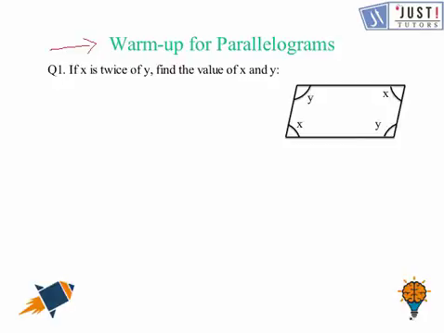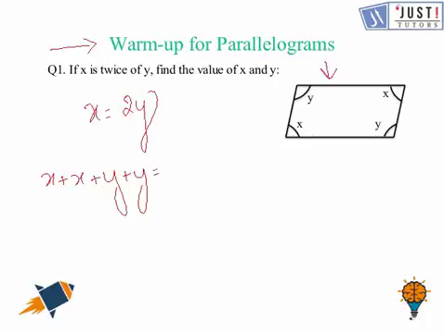As you can see in question 1, it says that x is twice of y. So we can say that x equals 2y. Now we consider the given parallelogram, which has angles x, y, x, y. By the angle sum property of a parallelogram, the sum of the interior angles of the parallelogram is equal to 360. This will give 2x plus 2y equals 360.